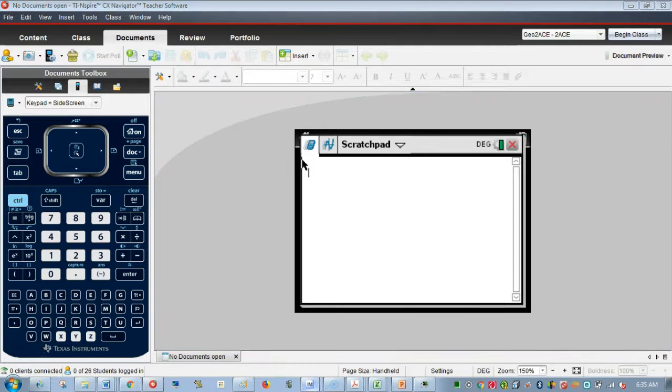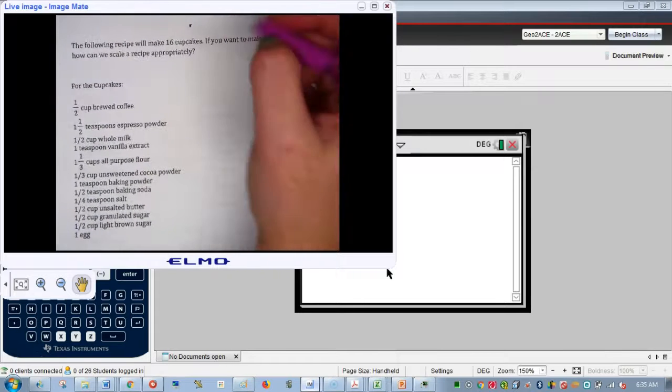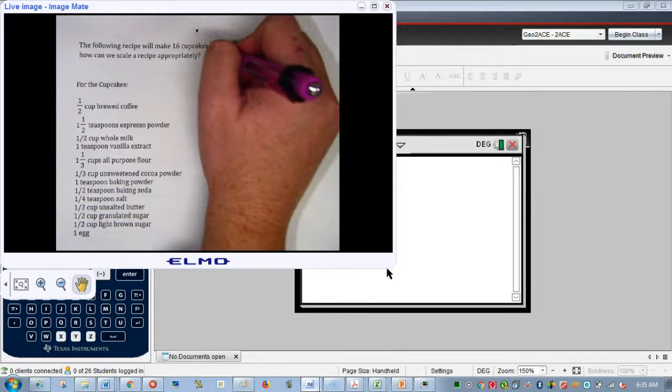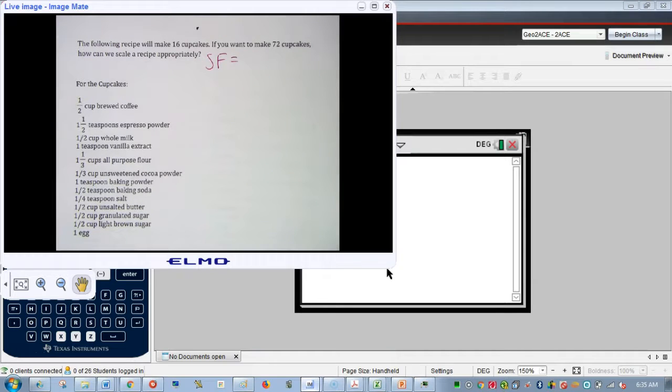So here I am, and I have this recipe. It says this recipe makes 16 cupcakes, but I need to make 72 cupcakes. Now, I could sit here and add 16 and 16 and 16 and 16, or what I can figure out is what's called a scale factor. It's what you would have to scale the recipe by. It's what you would have to multiply every ingredient by to find what you need to make 72 cupcakes.